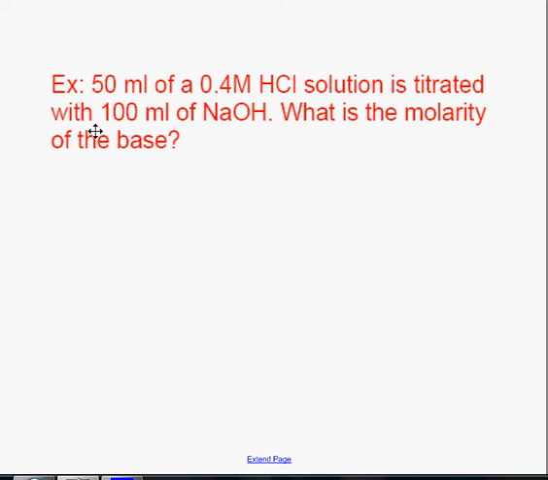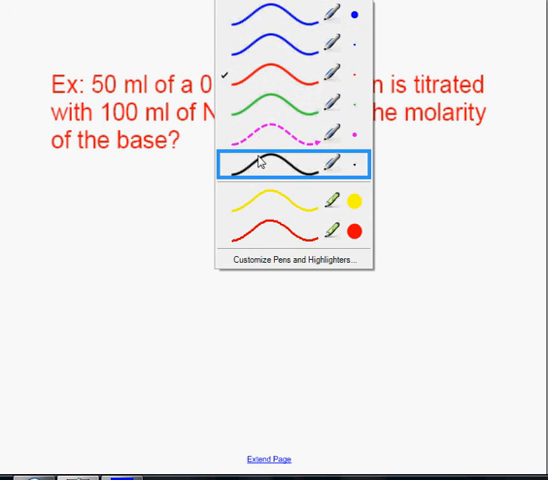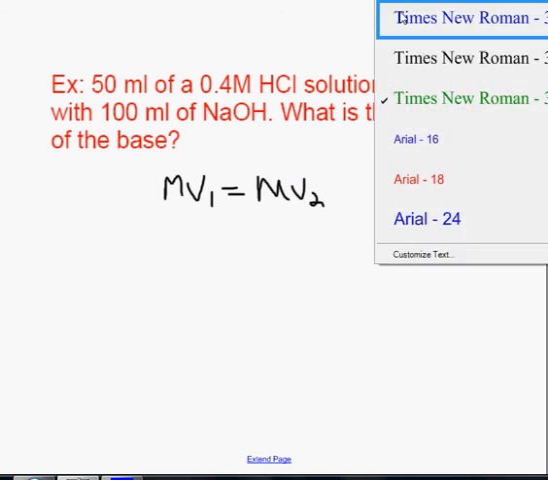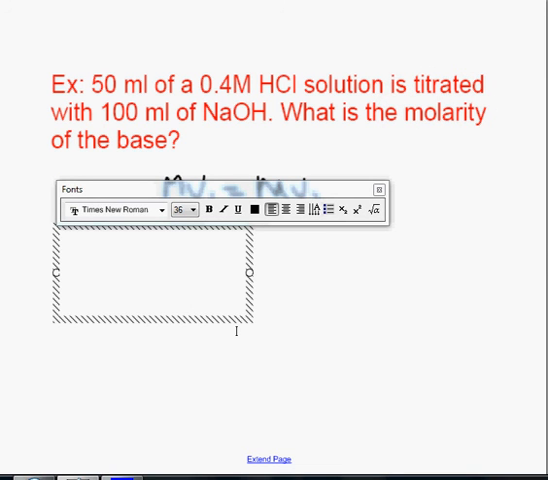You try one. See if you can do this one. Suppose I have 50 mL of a 0.4 hydrochloric solution, and it's titrated with 100 mL of sodium hydroxide. What must have been the molarity of that base? Let's set up the equation. M1V1 equals M2V2. Very good. So 50 times 0.4. That's my acid, 0.4, equals 100 mL of the base.